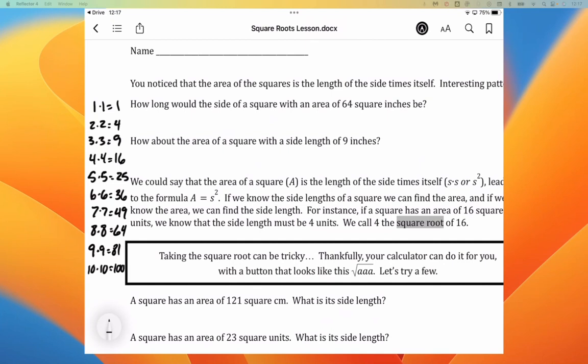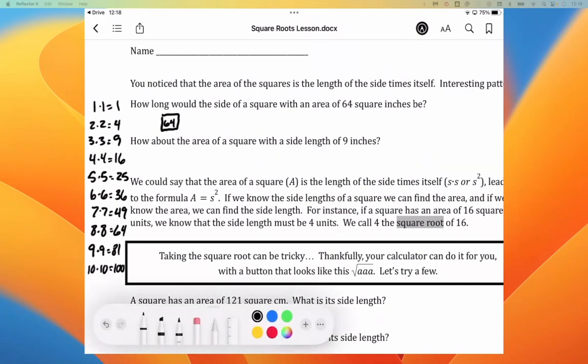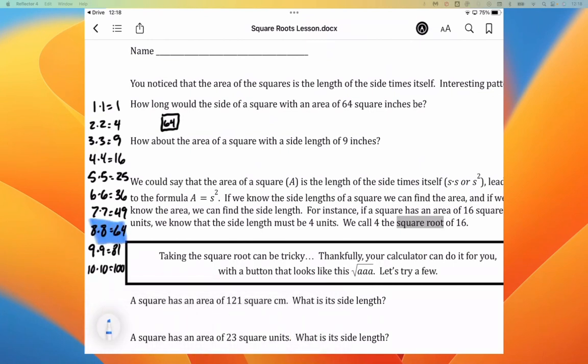So if we had a square that had an area of 64, it looks like we can see right there that to get an area of 64, we would have to have side lengths that were 8, because 8 times 8 makes 64. And it's square inches, and so our units would be inches.